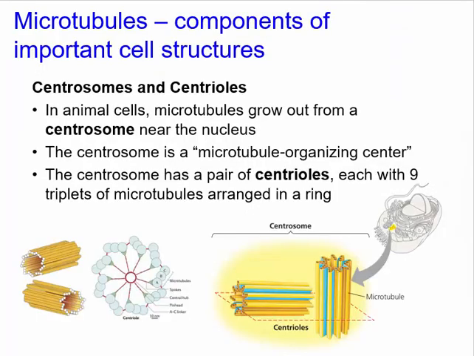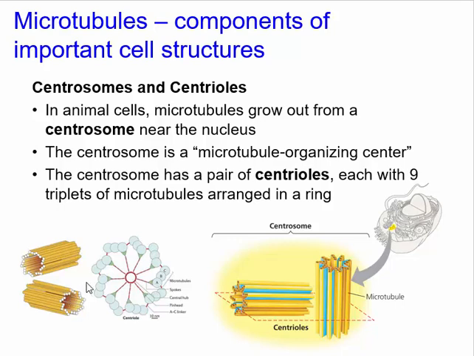There are several important structures in your cells that are made out of microtubules. So the first one here are the centrosomes and centrioles. So in animal cells, like our cells, microtubules will radiate out from these locations. So the centrosome, which is near the nucleus, is also called a microtubule organizing center, MTOC. That's where microtubules will grow from. And they themselves, these centers, are made out of microtubules.